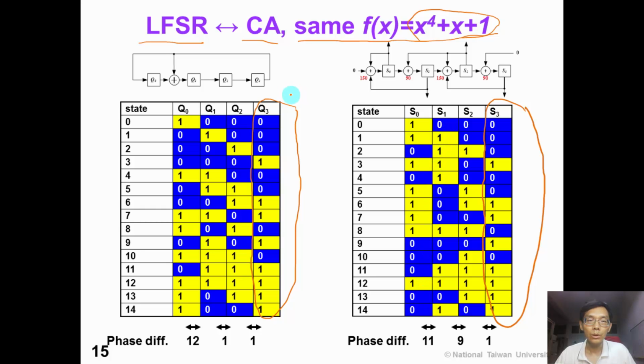For example, Q2 and Q3 are shifted by 1 cycle. Q1 and Q2 are shifted by 1 cycle. Similarly, S1 and S2 are shifted by 9 cycles, and S0 and S1 are shifted by 11 cycles. But they are all the same M sequence.